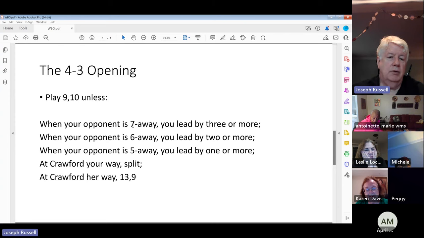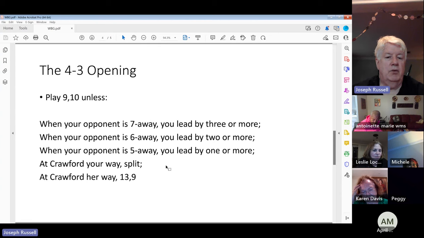The only time you don't come down with two is if your opponent's 7 away, you lead by 3 or more. When your opponent is 6 away, you lead by 2 or more. Now, we're not talking about Crawford scores, we're talking about pre-Crawford scores. So when your opponent's 7 away, you have 3, 4, or 5, then you split instead of 2 down. When your opponent's 6 away, and you have 3, 4, or 5. So those go together. When your opponent's 7 away or 6 away, and you have 3, 4, or 5, then you split instead of slide.